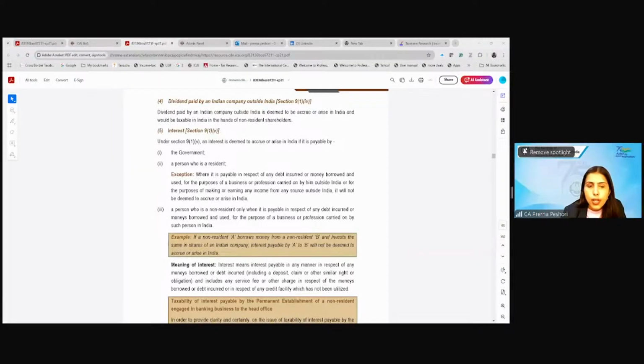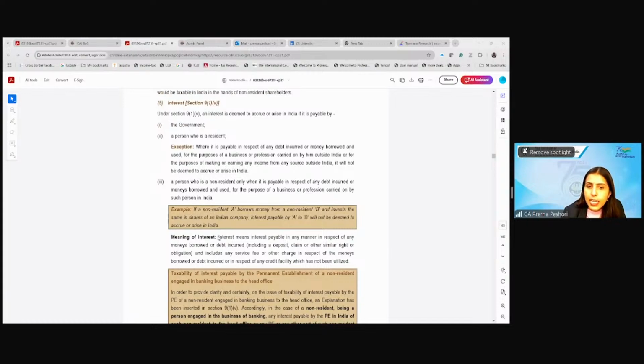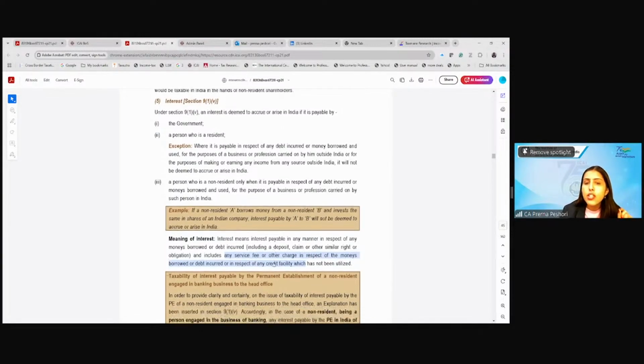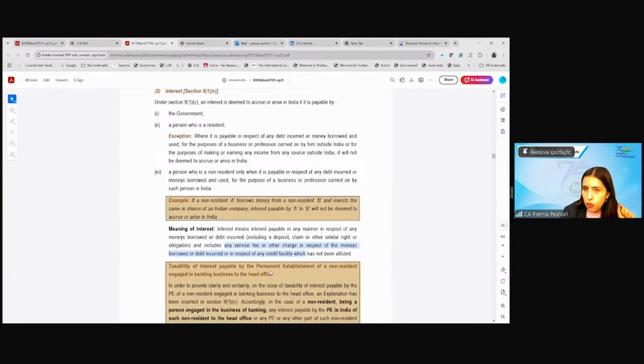So interest means interest payable in any manner in respect of any money borrowed or debt incurred, including a deposit, claim, or other similar right or obligation. So it is the interest on the money borrowed or debt incurred. And this also includes any service fee or other charge in respect of the money borrowed or in respect of any credit facility which has not been utilized. So this will also include any service fee that you are paying over and above the interest. Fine. So that is the meaning of interest.